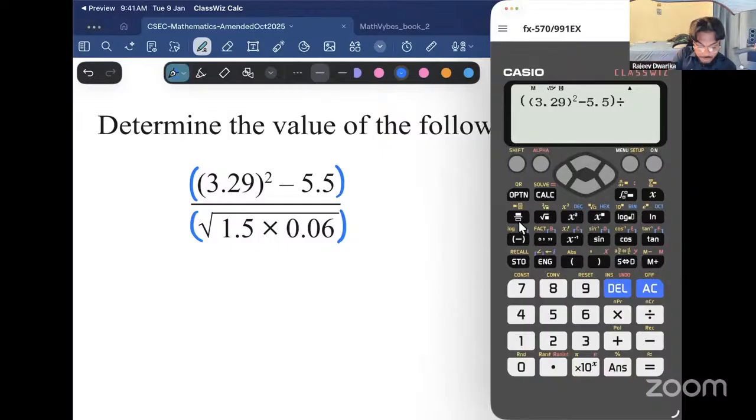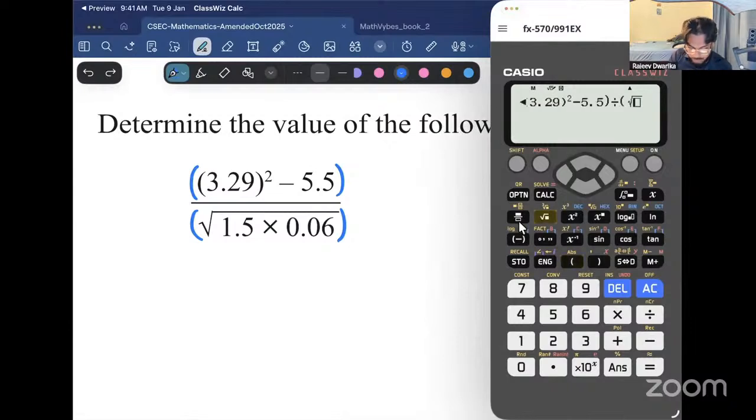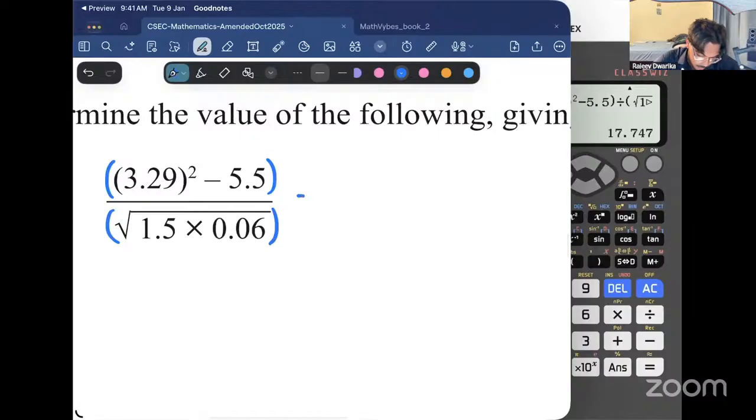And of course we need to put brackets to separate the denominator. So I'm going to press open bracket, square root, 1.5 multiply by 0.06. I'm going to come out the square root sign. So I press the right arrow and I'm going to close my bracket. See, I got the same answer, 17.747. So that's the answer. So if you didn't put the brackets, you'd just mess up the entire thing.